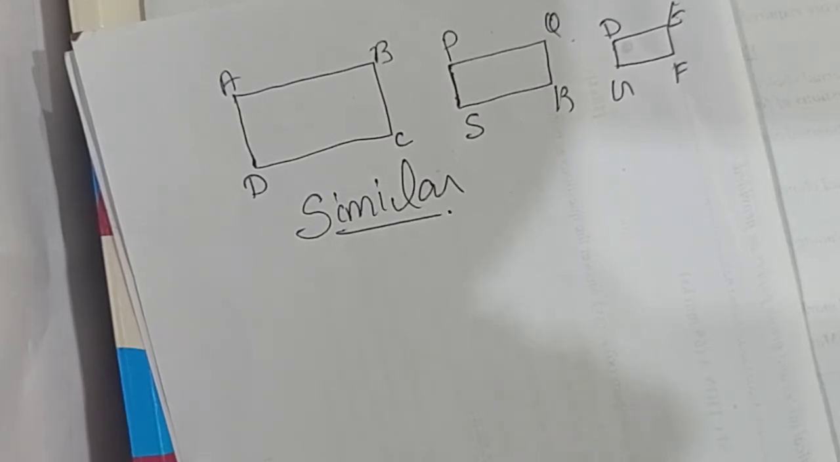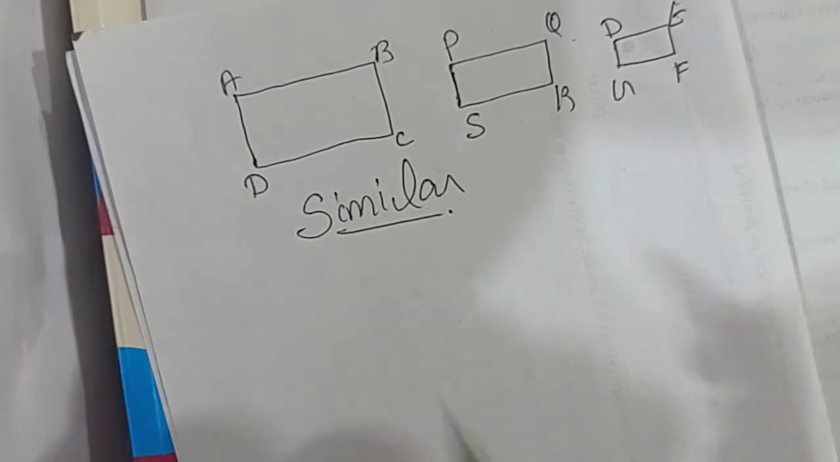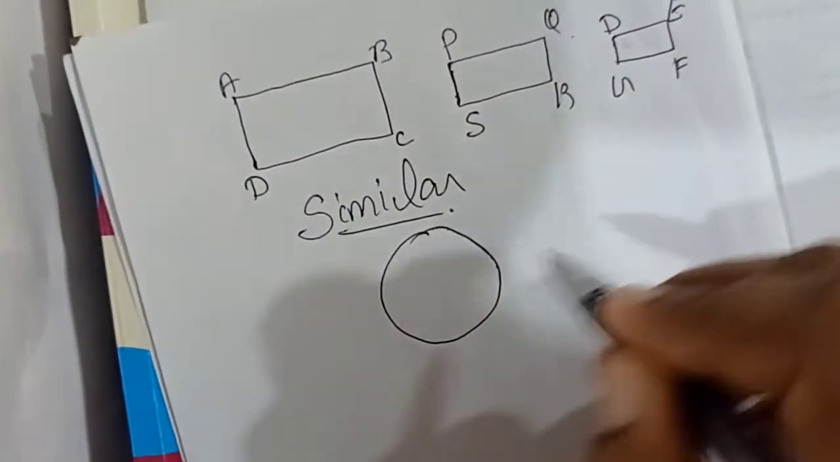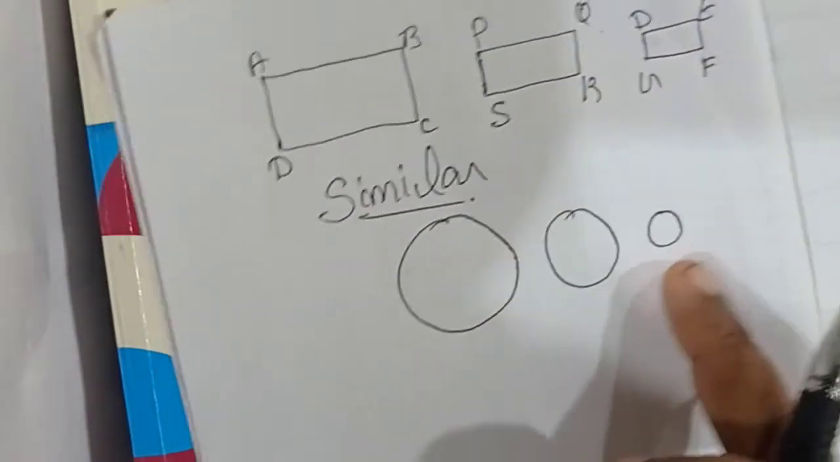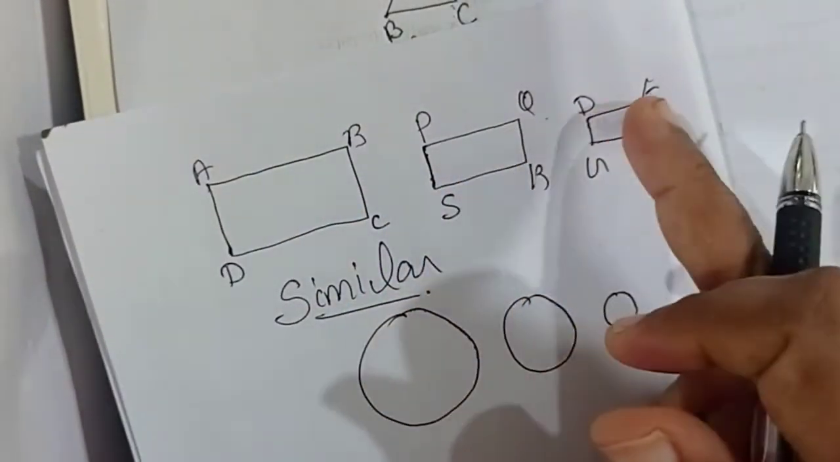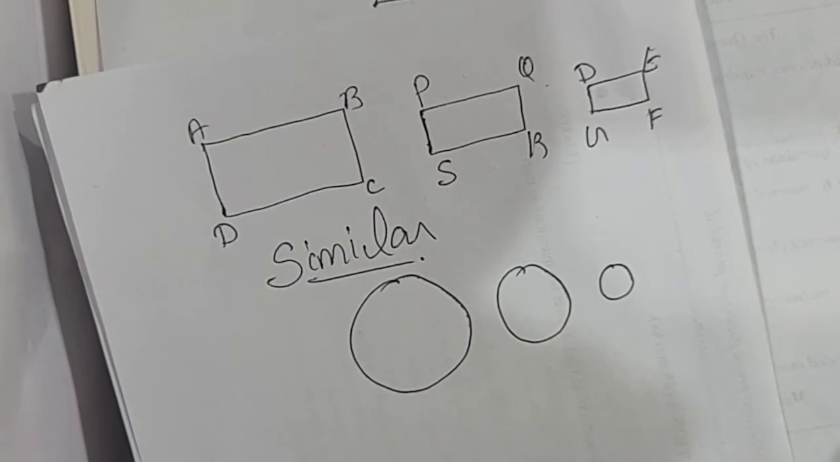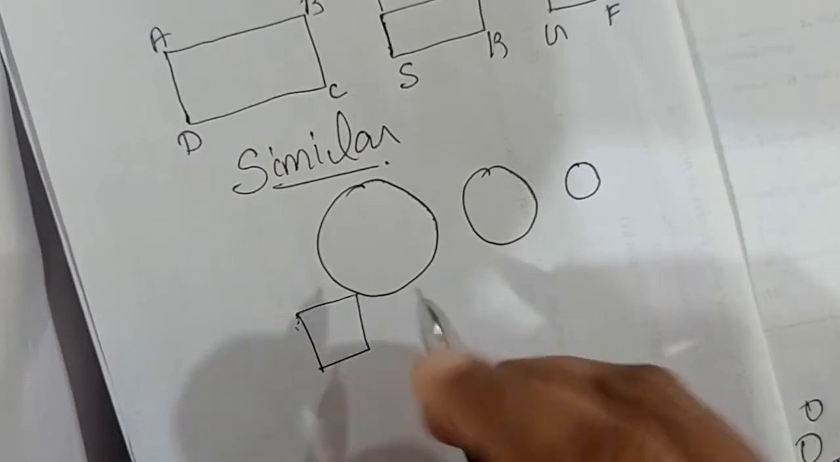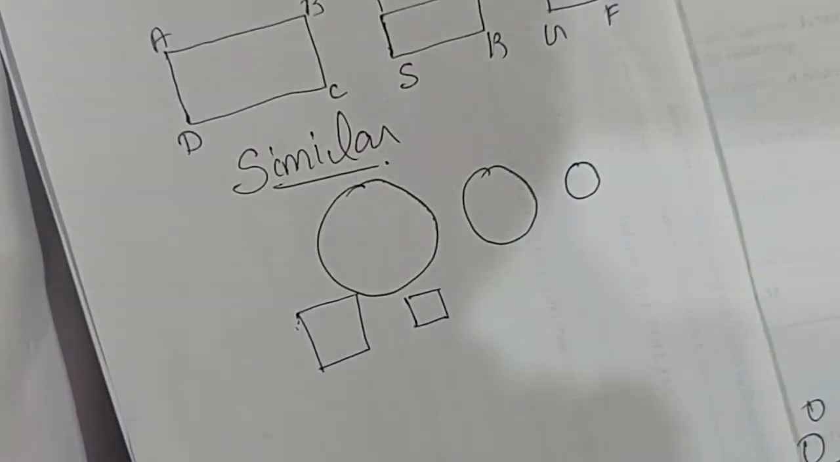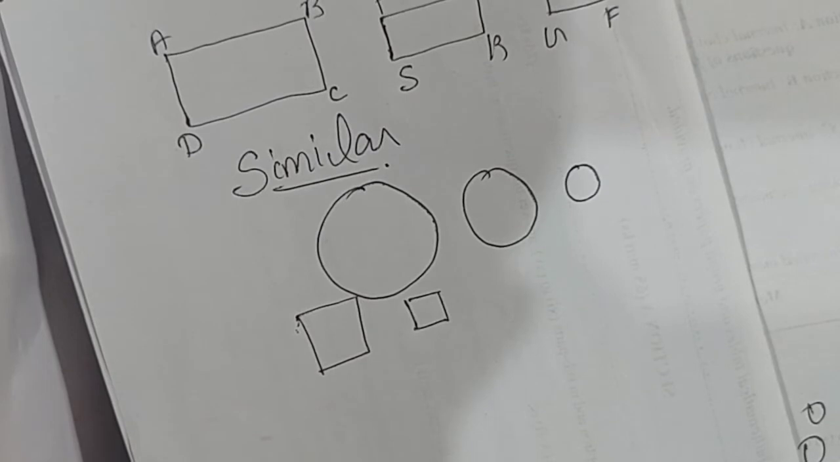Similar figures means figures having the same shape. I repeat, similar figures means figures having the same shape. All the circles are similar. All the rectangles are similar. Understand? All the squares are similar. Square means all the sides are equal. Understand what is the meaning of similar? Say the definition: figures having the same shape are known as similar figures.